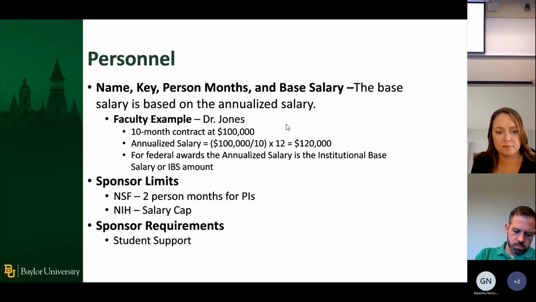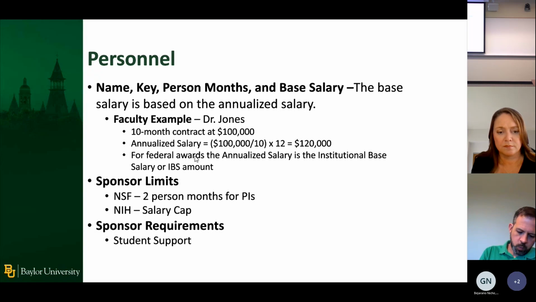So one of the biggest expenses, other than equipment, on our projects is personnel. Whenever we are calculating effort on a project, we usually talk in person months. So out of the 12 months, out of your 10-month contract, whatever time period your contract is for, how much of that time are you going to be spending on this project?